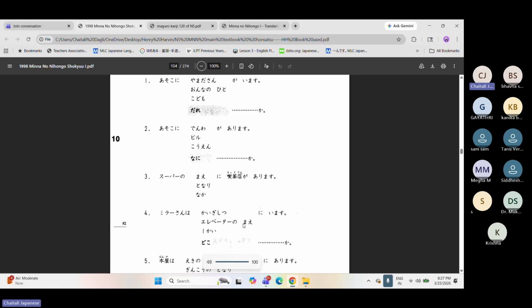Okay. Does anyone have some logical reasoning to it? For location we use ga, and when we have no location we use ni. Oh, madam, that is wrong. Completely wrong.